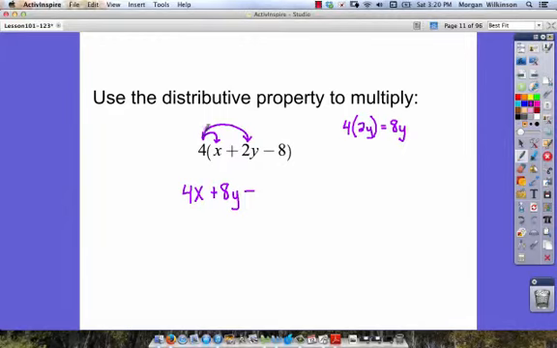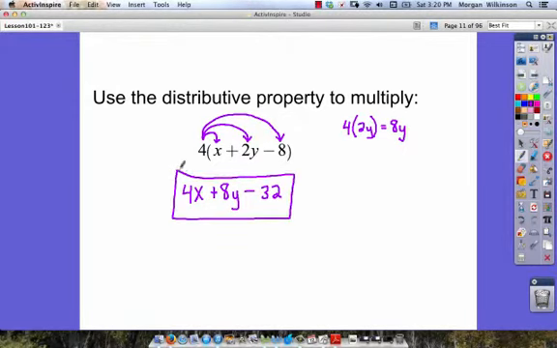And we're going to subtract whatever we get when we take the product of 4 and our last term. Well, 4 times our last term of 8, that must be 32. We're all done. That's all we need to do when we use the distributive property to multiply. We've got one more example.